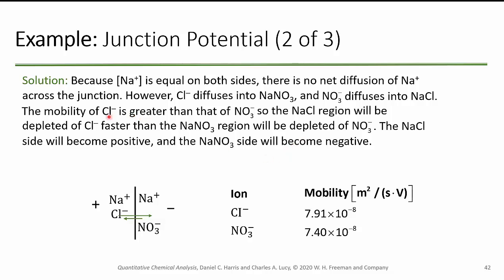The mobility of the chloride is greater than that of the nitrate, so the NaCl region will be depleted of chloride faster than the nitrate region will be depleted of nitrate. The sodium chloride side will become positive because its negative charge is moved more over into that right-hand side. The nitrate is moving over towards that left-hand side, but not as fast. So this side is going to build up more negative charge, and that side is not going to get as much negative charge from the nitrates, meaning this side is going to be disproportionately a little bit more positive, and this side will be a little bit more negative.